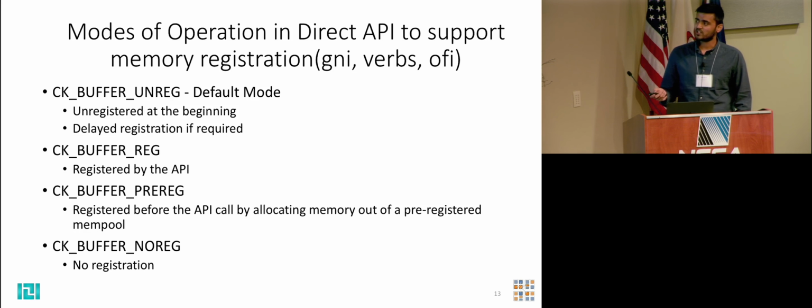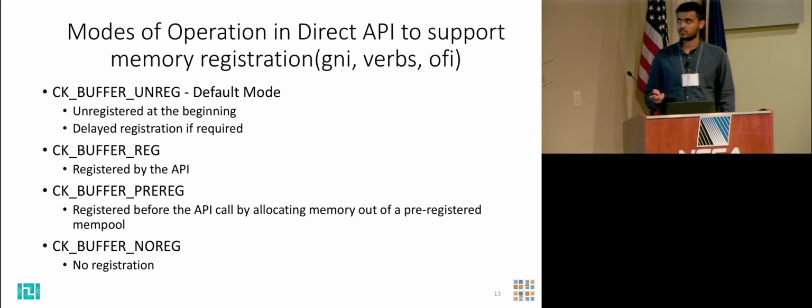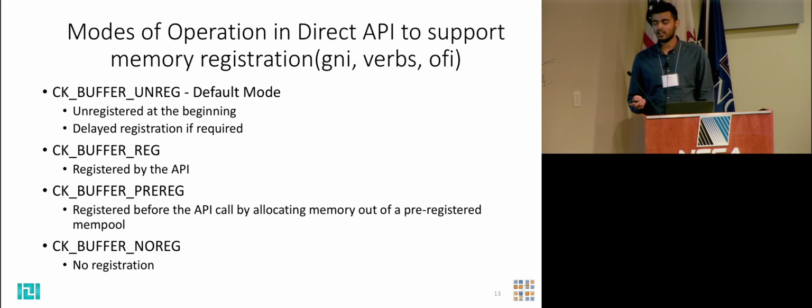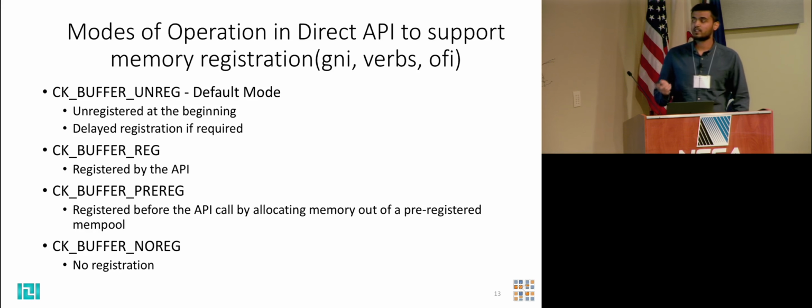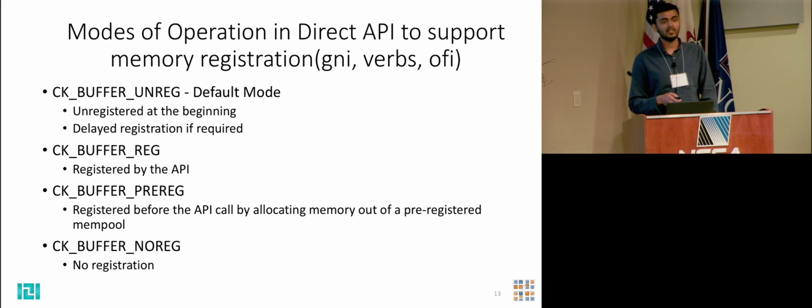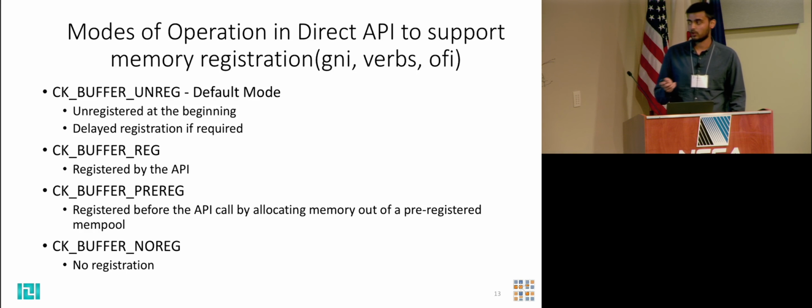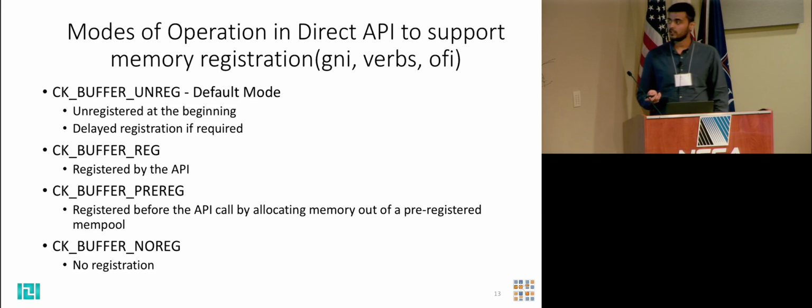The next mode is the CK buffer reg, which registers it by default, and this is done by the API. This is the case where it does not differentiate between within PE, within physical node, and within the entire system. So all three cases are treated equally.